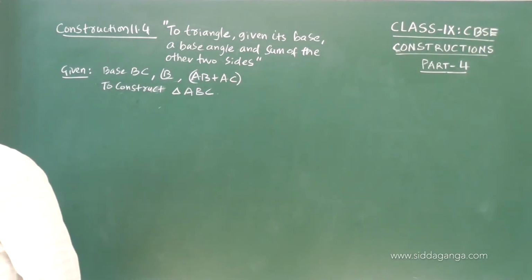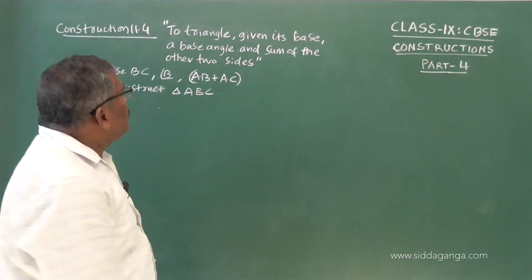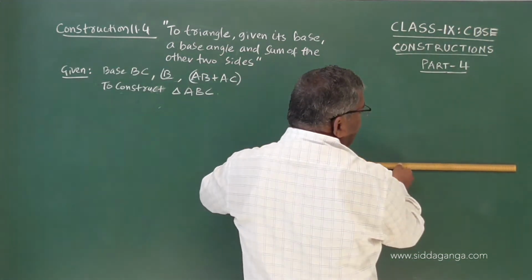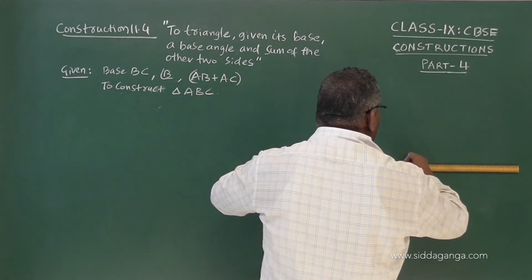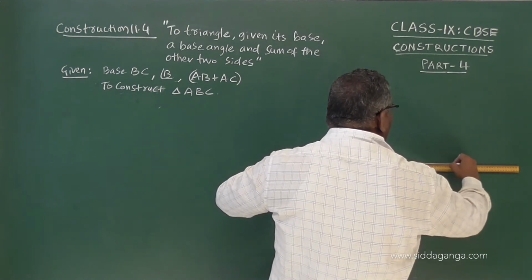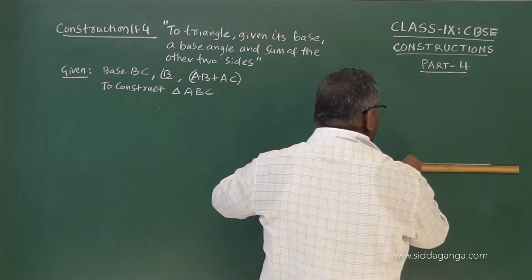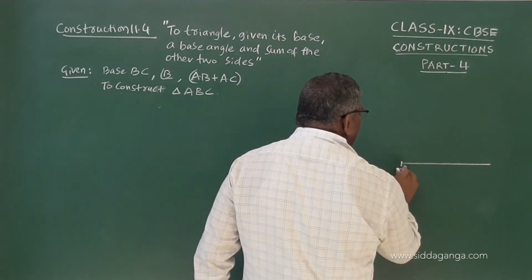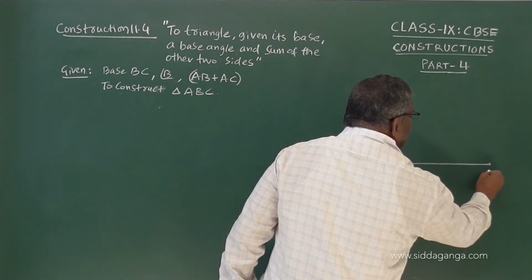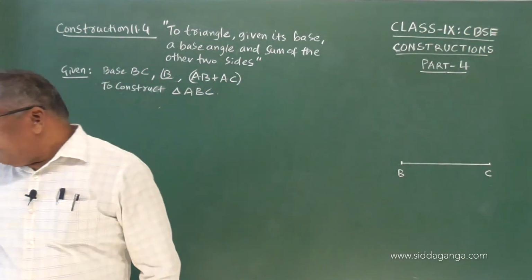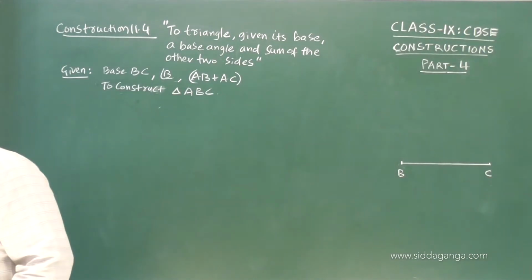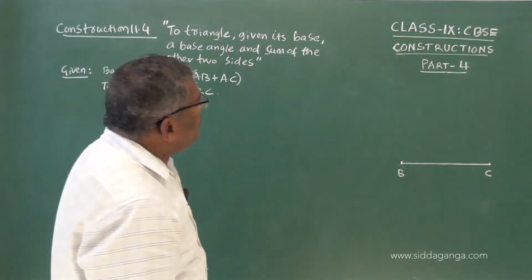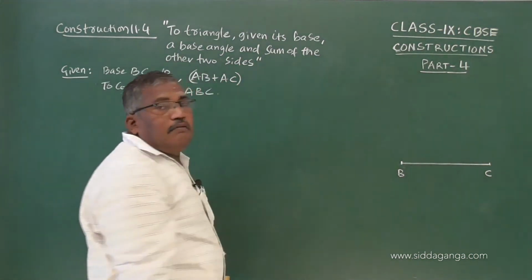So, understand the procedure. First, you draw base BC with the given length. So, BC is a known length. If it is given 8 centimeter, you draw 8 centimeter. If it is given 10 centimeter, you draw 10 centimeter. So, this is B and this is point C. BC is given. And angle B is given.